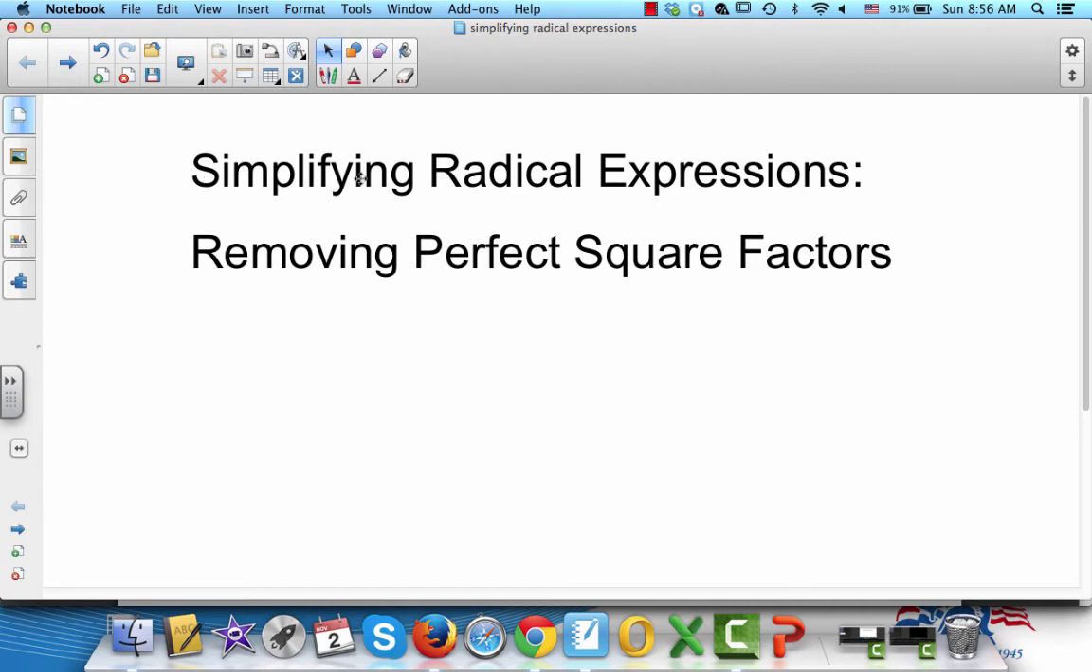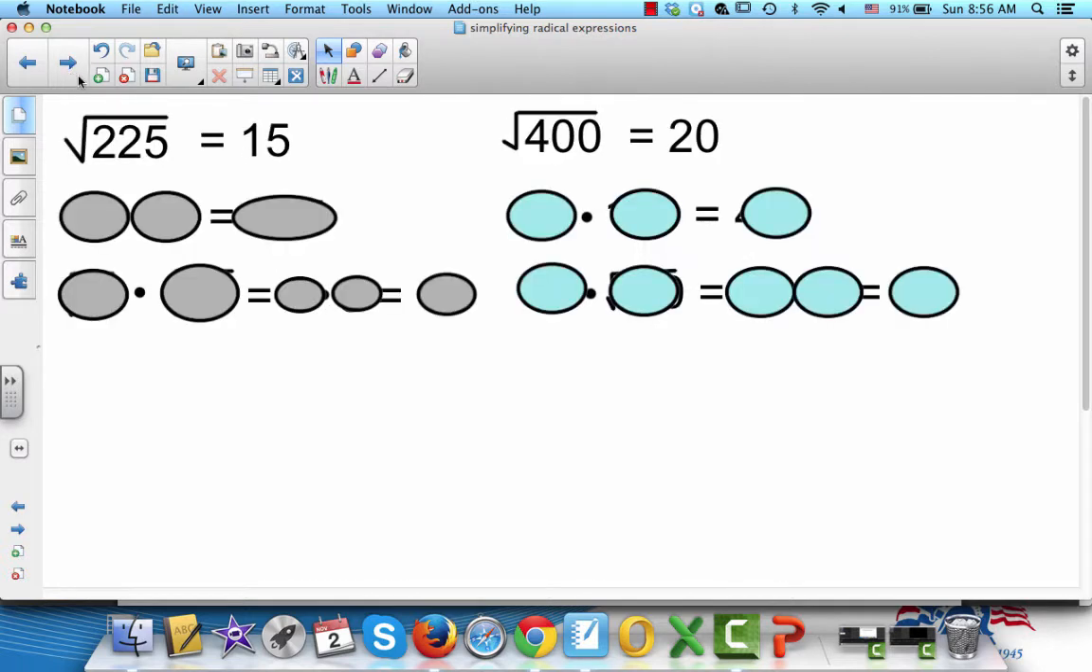Okay, simplifying radical expressions, removing perfect square factors. I know that sounds very complicated, but it's not too bad. We've got the square root of 225 equals 15. We can break 225 down into factors of 9 and 25 because 9 times 25 equals 225.